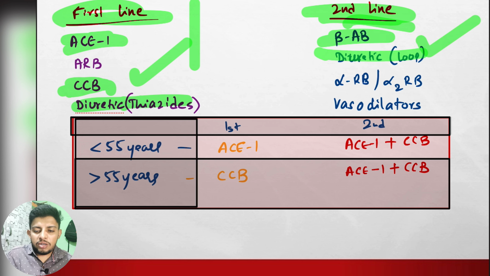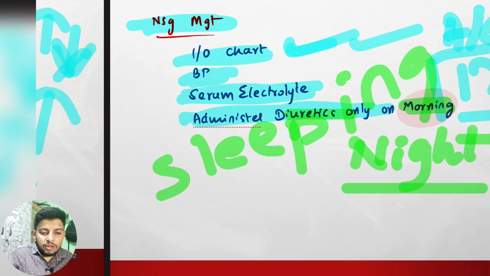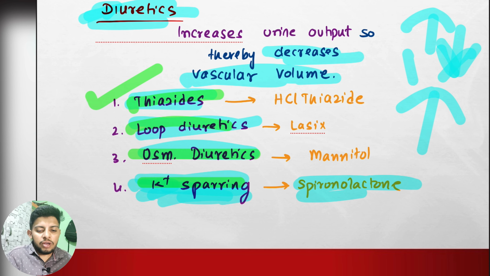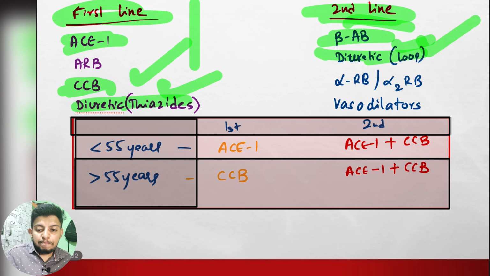Beta adrenergic blockers and diuretics, loop diuretics mainly. In the diuretics there are different diuretics, right? Thiazides, loop diuretics, osmotic diuretics, potassium-sparing. So thiazides you have to give as first line and loop diuretics as second line.